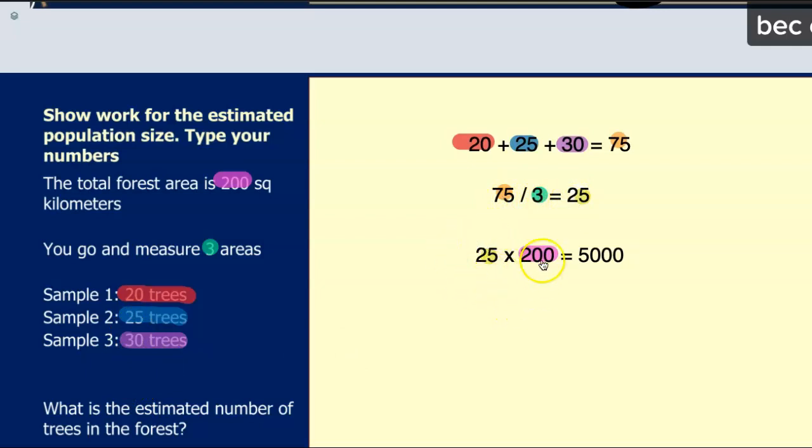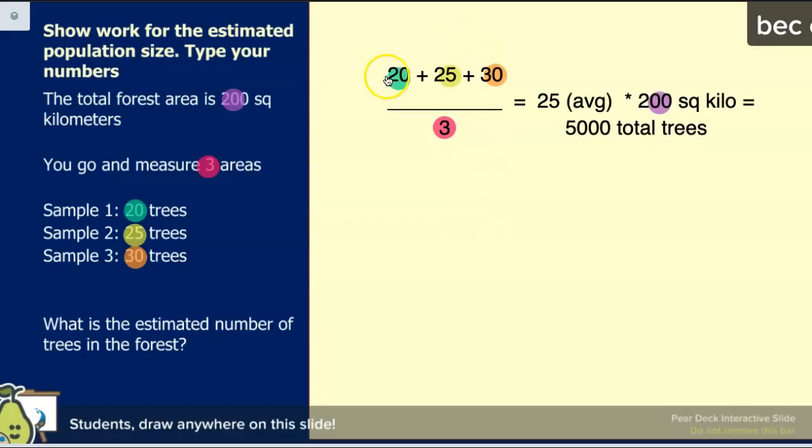Multiplied by the total area, in this case it's 200. So 25 times 200 gave us 5,000. And here's just another way somebody set it up. Basically the same thing. They added it up first on their calculator. This comes out to 75 divided by 3 and then multiplied by the total area, which is 200 square kilometers. So you would do the same thing on your problems.